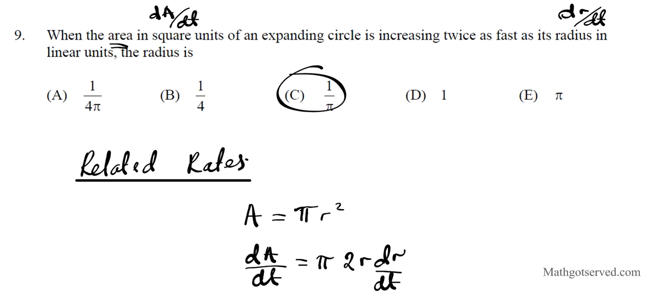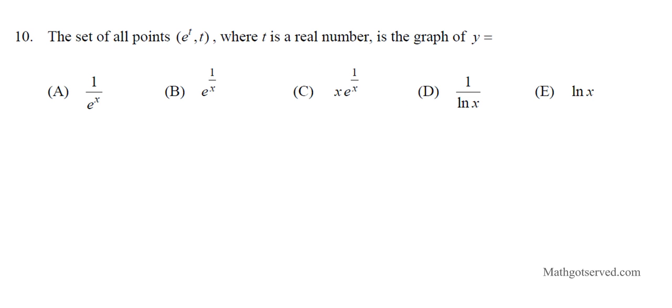All right, let's move on to the next question, question number 10. It says a set of all points (e^t, t), where t is a real number, is a graph of y equals what? This is like a parametric equation. So we have the input and the output there.